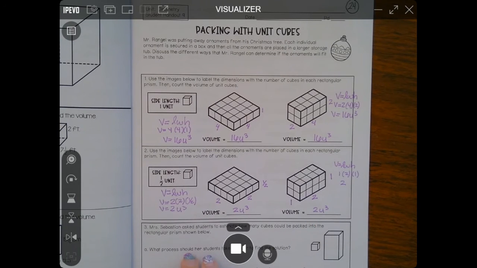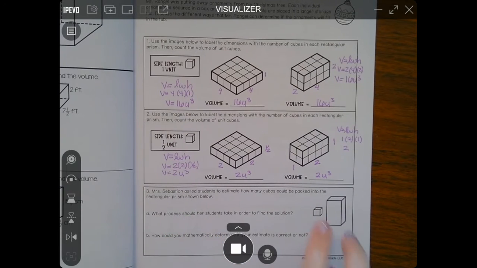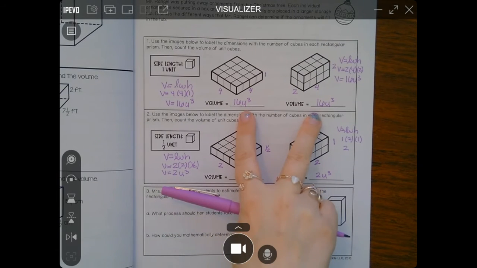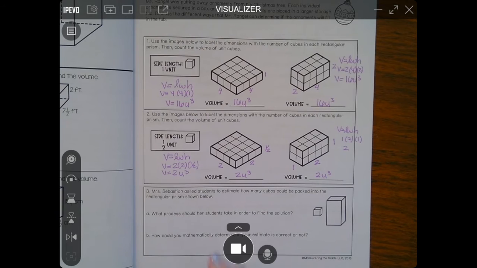Okay. And then again, we knew that these would be the same because just like these two were the same, we're essentially doing the same thing, right?